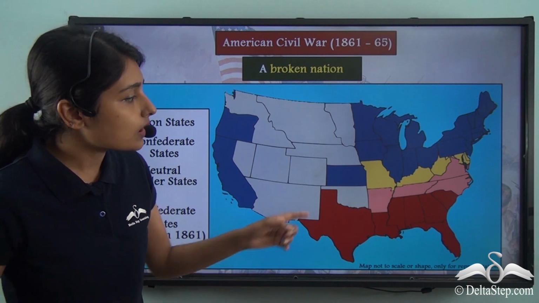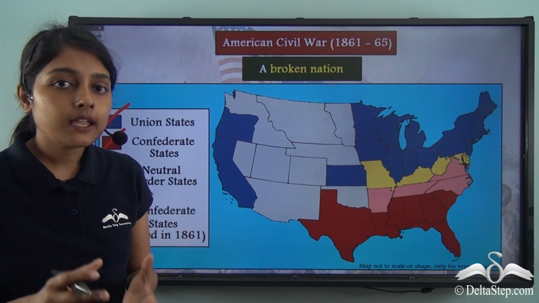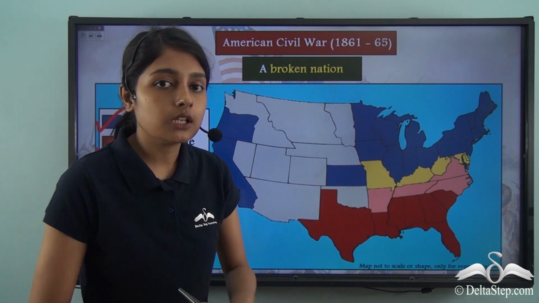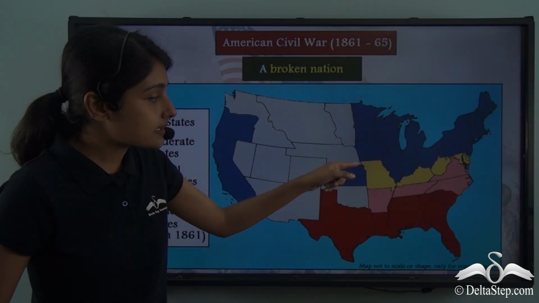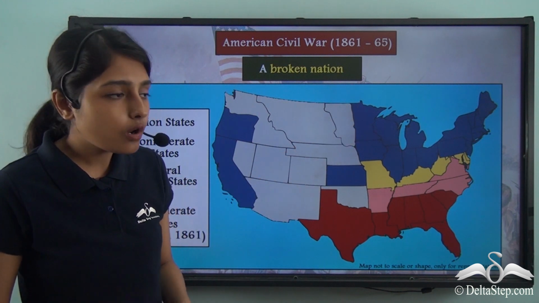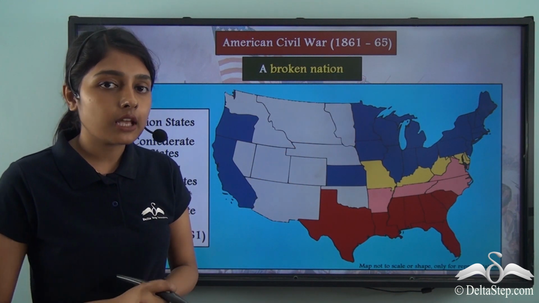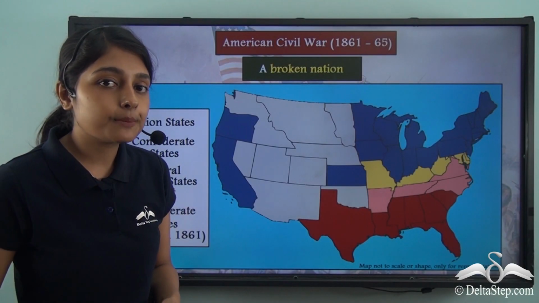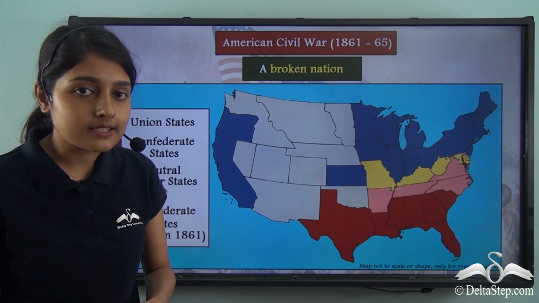Now you must be wondering, what do these states in yellow show you? These areas marked in yellow show you the neutral border states. These neutral border states did not join the Union forces or the Confederate forces. These states were 5 in number. Now these states were also important because often battles were fought over these states.